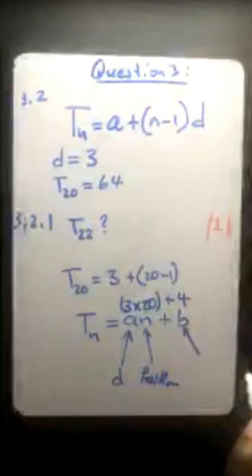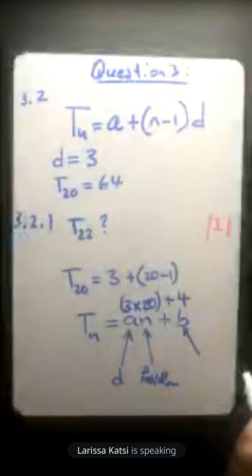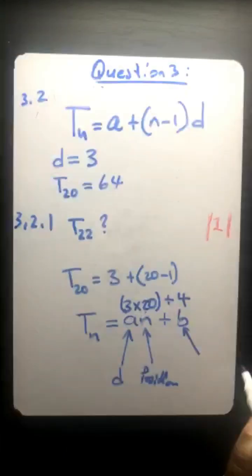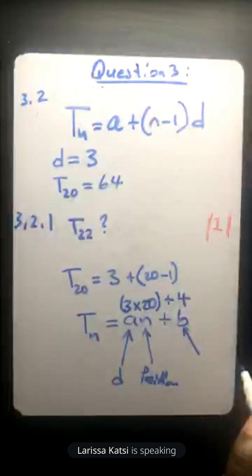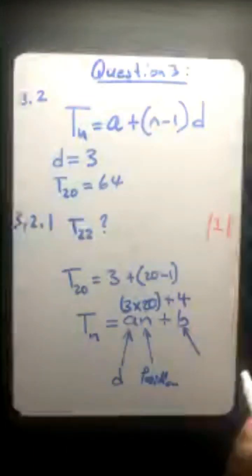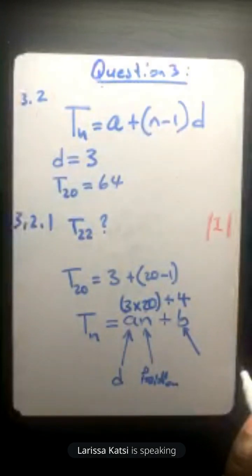So therefore, our A is equal to 3. Since n is the position of the term, it remains that way. And our B would be equal to 4. And that's how we get the rule.